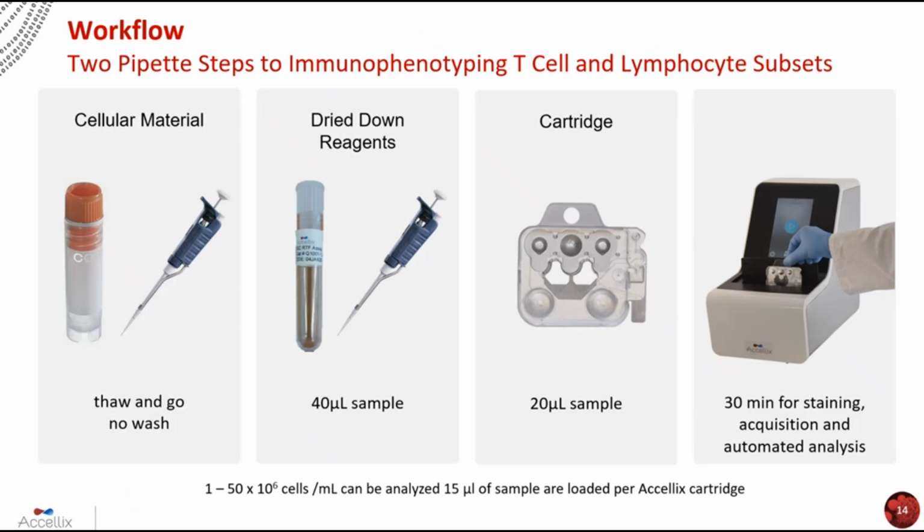The workflow is two steps for the immunophenotyping of T cells and lymphocyte subsets. You take the cellular material, no wash, and add 40 microliters of the sample to the dry-down reagents, incubate for 2 minutes, and then load 20 microliters of this mix into the cartridge. Then we place the cartridge in the instrument for 30 minutes of staining, acquisition, and automated analysis.